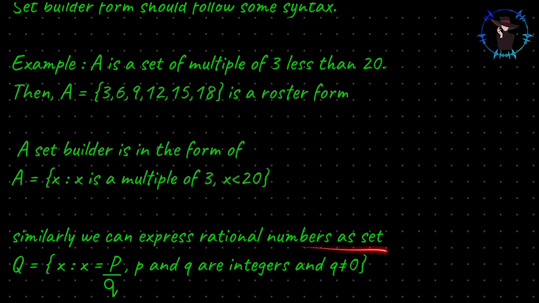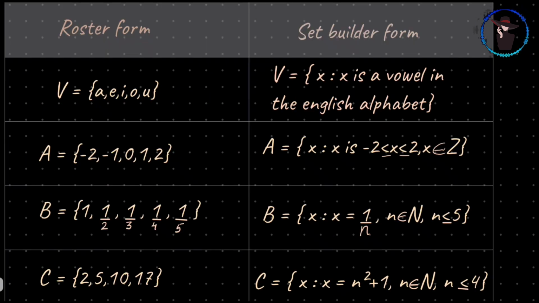Similarly, we can express rational numbers in set builder form with the name Q equals the set of all X such that X equals p by q. We know from the first video of the first chapter that a rational number is in the form of p by q, where p and q are integers and q is not equal to 0. That is what it is. Now let's see some examples of roster form and set builder form. Okay. In roster form, we take a set with the name V and we take vowels here.